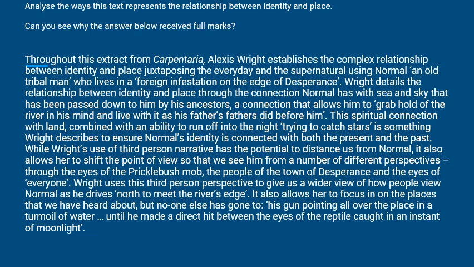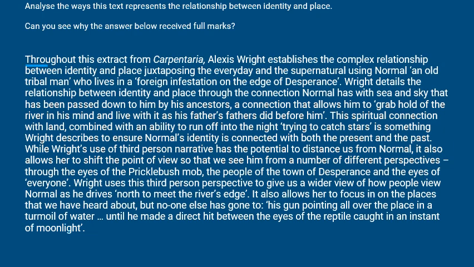A connection that allows him to grab hold of the river in his mind and live with it as his fathers' fathers did before him. This spiritual connection with land, combined with an ability to run off into the night trying to catch stars, is something Wright describes to ensure Normal's identity is connected with both the present and the past.